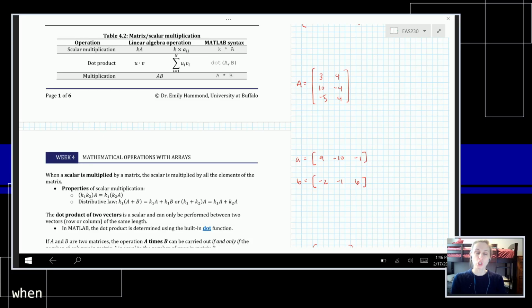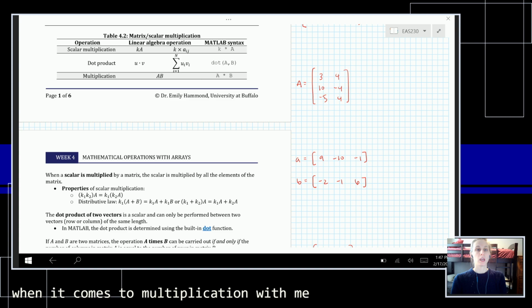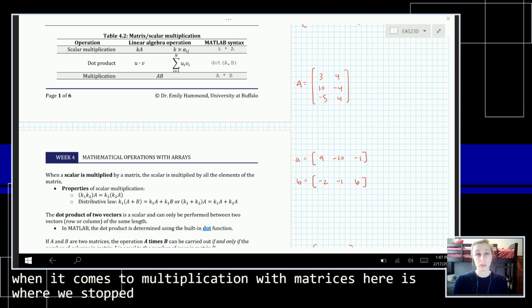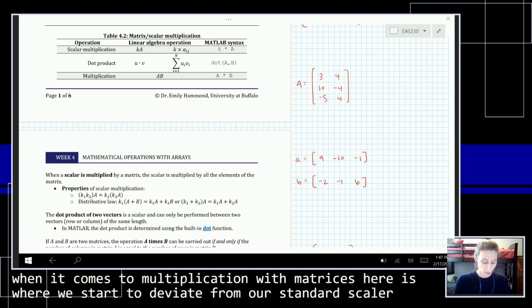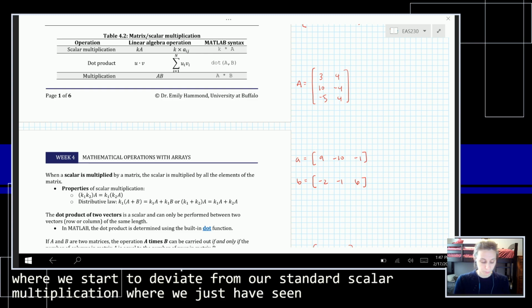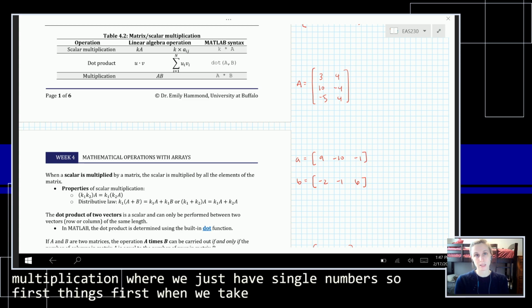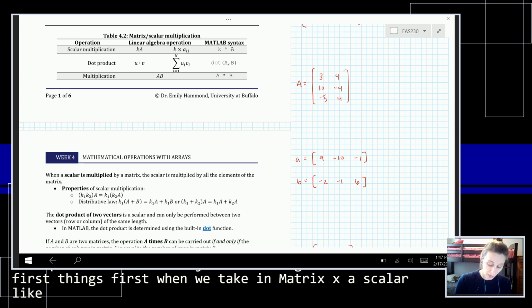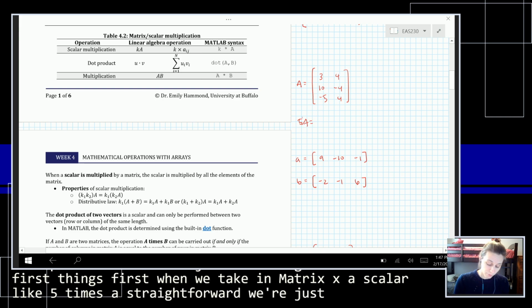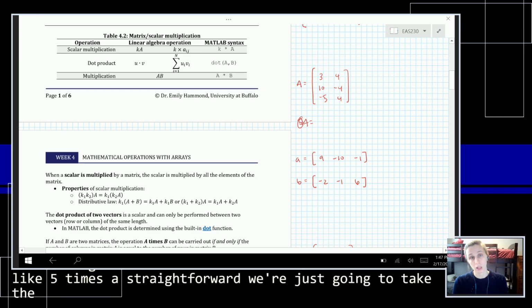When it comes to multiplication with matrices, here is where we start to deviate from our standard scalar multiplication, where we just have single numbers. So first things first, when we take a matrix times a scalar like 5 times A, that's straightforward. We're just going to take the 5 and multiply every single element in A.